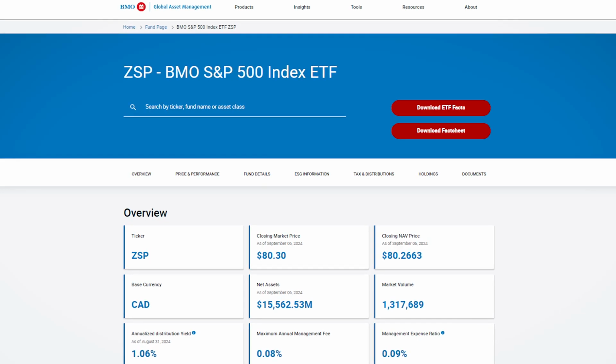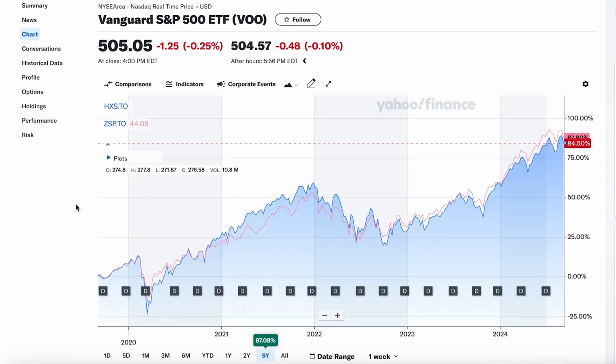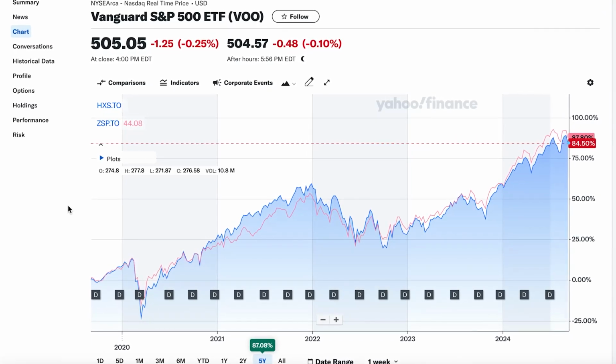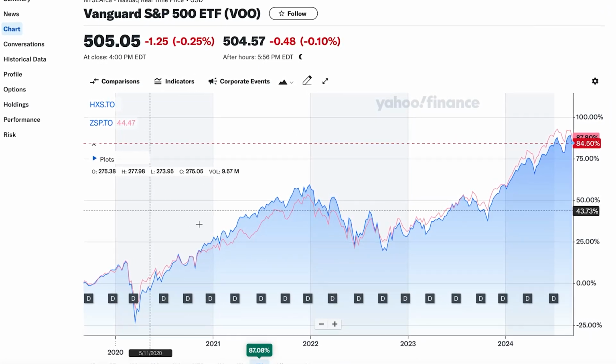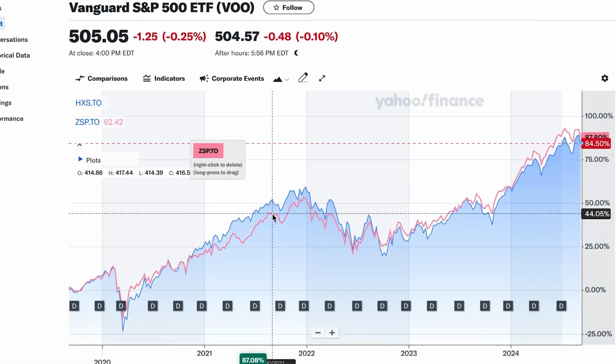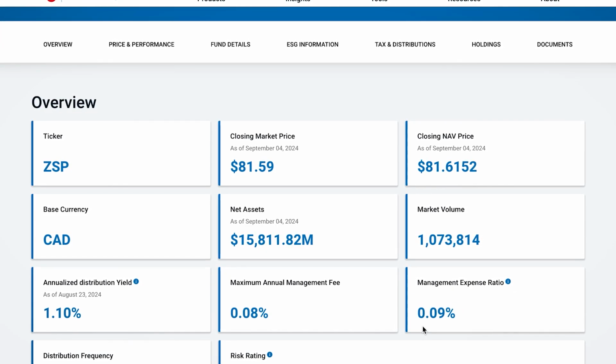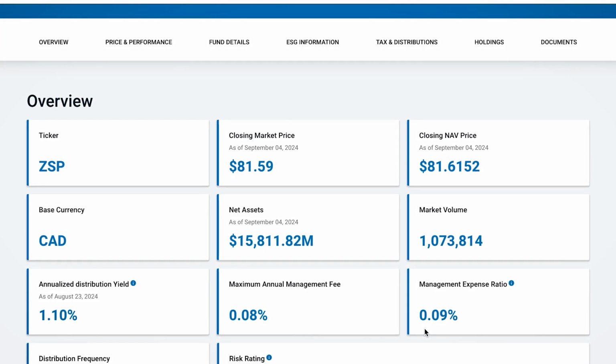For Canadian investors, there are ETFs that track the same index, but in Canadian dollars. One of them is ZSP from BMO. And if we compare the performance of these two, VOO versus ZSP, you can see differences depending on the fluctuation of the exchange rate between Canadian and US dollars, but in general, pretty much the same thing. Its expense ratio is slightly higher, 0.09%, and it's a great option for Canadian investors. However, I would prefer a different one, and I'll show you why.